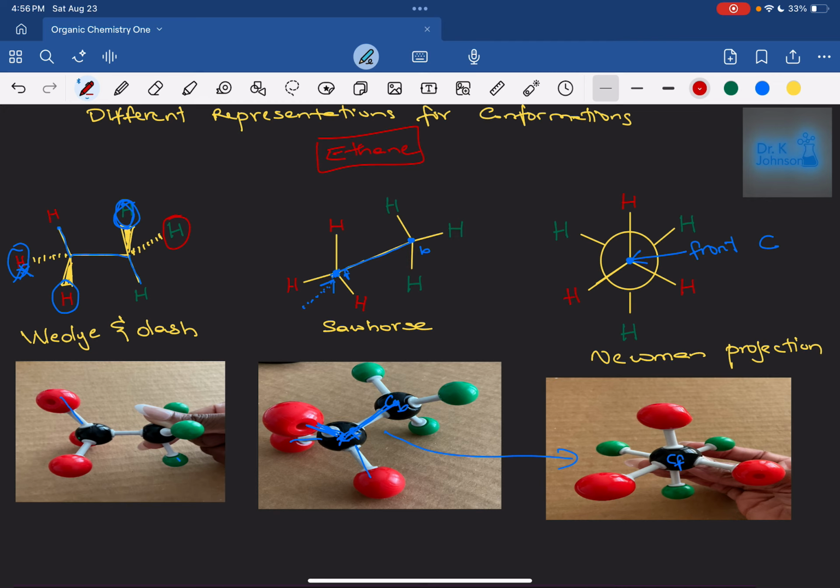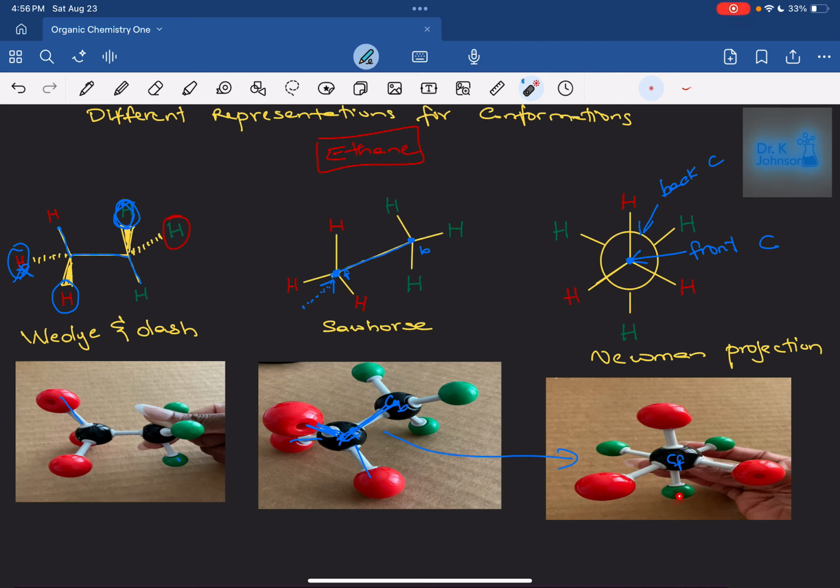The back carbon is this big circle here in the back. This big circle represents the back carbon. Now let's look at what's on our back carbon. I have two hydrogens pointing off to the side, that's what these are, and I have one hydrogen straight down. That's this hydrogen. That's how you draw your Newman projection. If we look at the ball and stick, here's the front carbon completely blocking out the back carbon. That's why you don't see it.